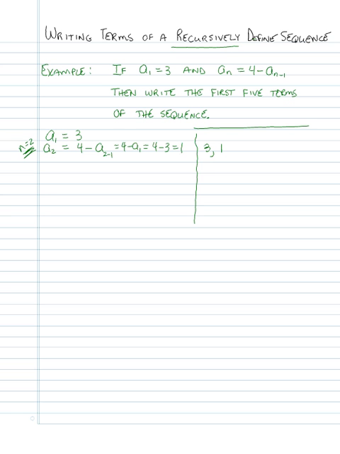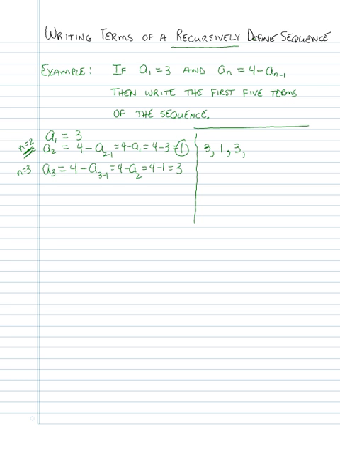Now we want to know the third term. The third term, of course, that's when n is 3. And the formula tells us, how do we do that? Well, we take 4, and we subtract a sub n minus 1. Well, n is 3, so n minus 1 is 3 minus 1. So that tells us that we're actually subtracting a subscript 2. Well, right above this one, we have a sub 2. A sub 2 is a 1, isn't it? So this is 4 minus the 1 that we're getting from right there. Oh, that's a 3. So the third term is 3.